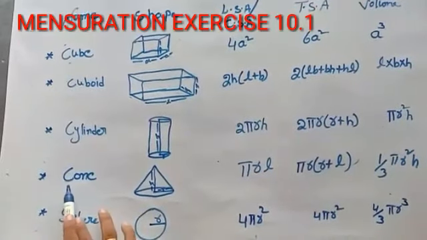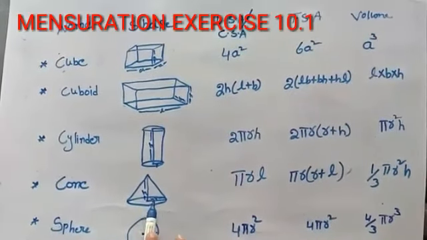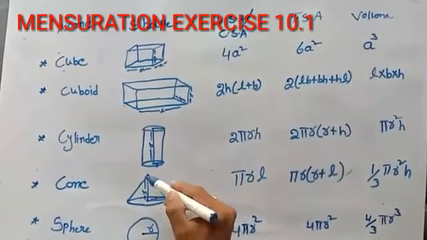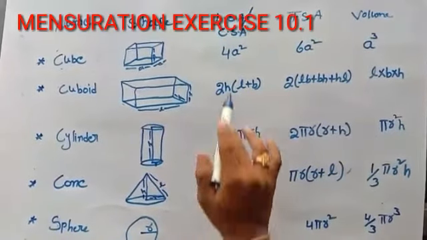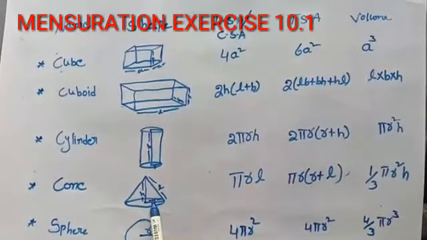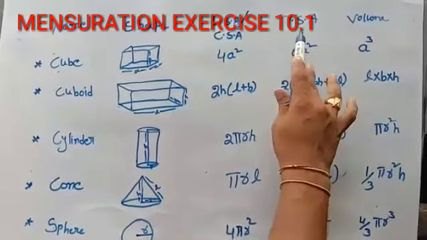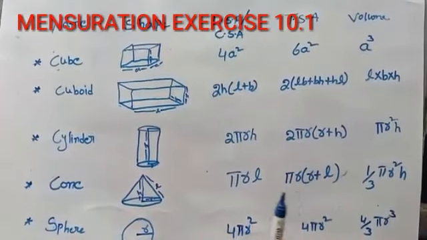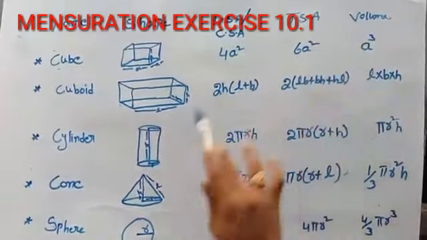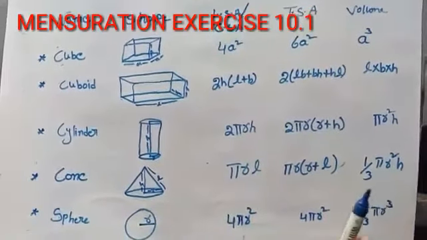Next one, cone. The shape of right circular cone. It is the radius r, it is the height h and it is also slant height l. Next, curved surface area of the cone is equal to pi r l and total surface area of the cone is equal to pi r into (r plus l). Next, volume of cone is equal to 1 by 3 pi r square h.